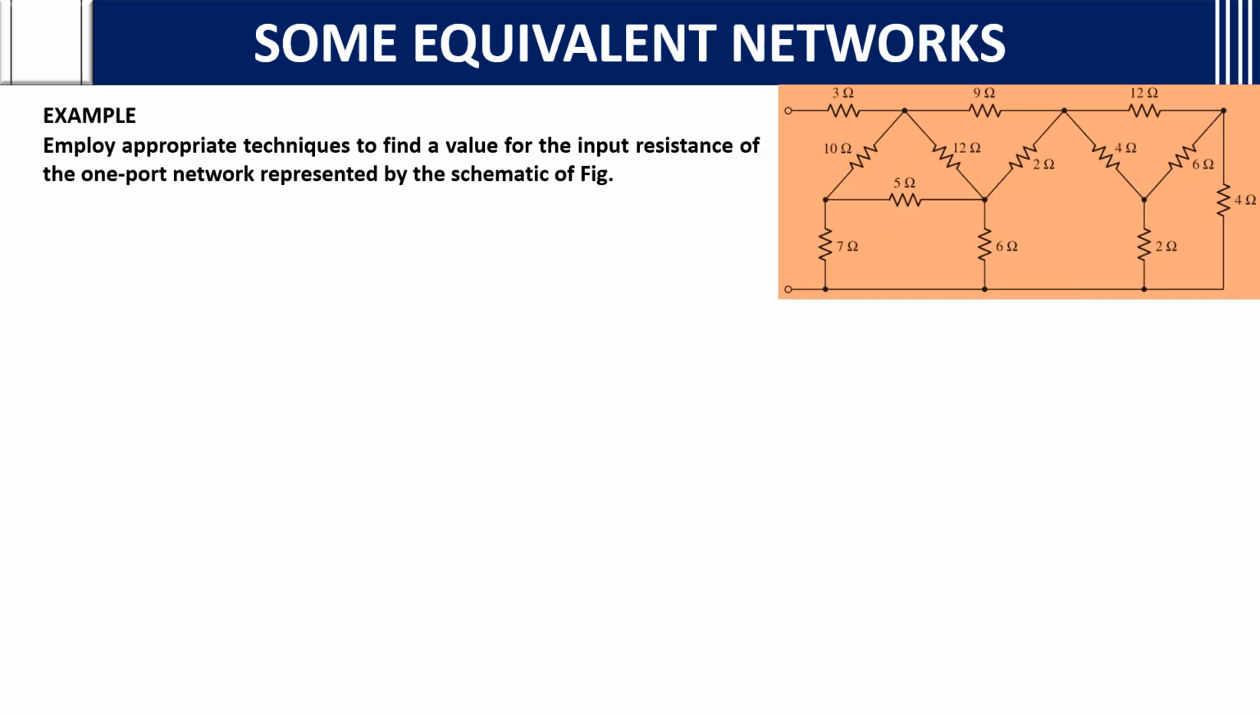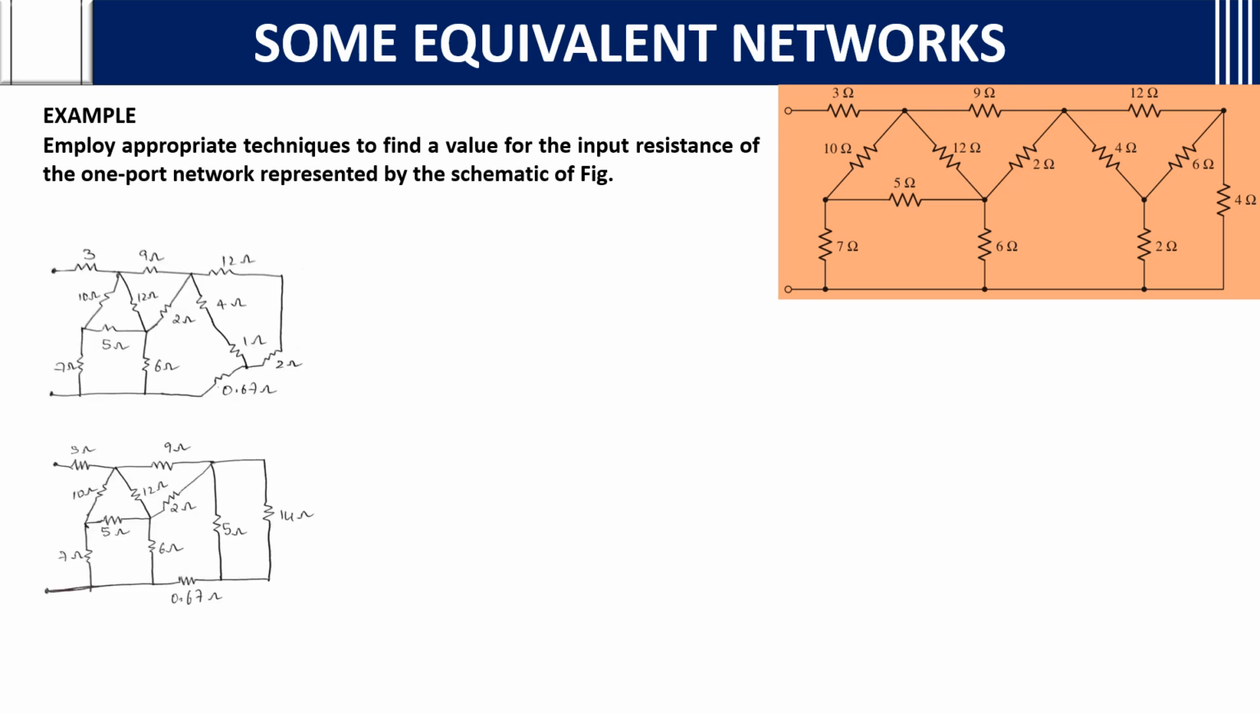Employ an appropriate technique to find a value for the input resistance of the one-port network presented by the schematic. After seeing this, you may feel, oh my god, how much stuff it is. No, it is very easy. Again, here also the appropriate technique is nothing but star delta only. Here many delta to star conversions will be done. Whatever I am highlighting is in the delta form. You will convert it into star. After converting this to star, you will get 1, 0.67 and 2.